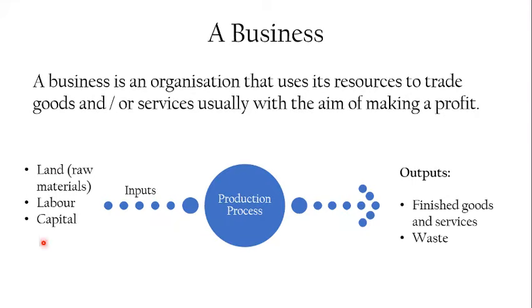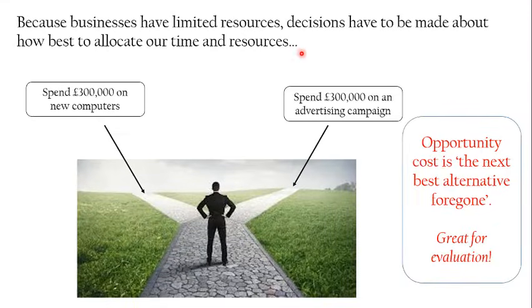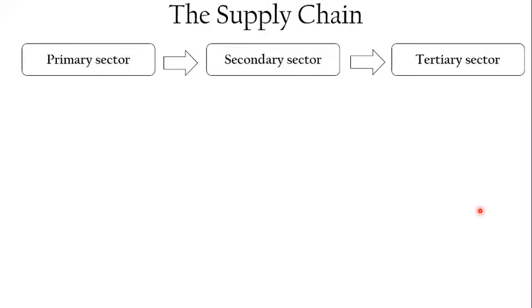Businesses have limited resources. There is limited land, labour and capital available, and therefore decisions have to be taken about how you're going to use them. You can't spend £300,000 on new computers and an advertising campaign if you've only got £300,000. This concept is known as opportunity cost. The next best alternative foregone. All businesses face it because businesses have to choose how to allocate their resources in order to best make a profit.